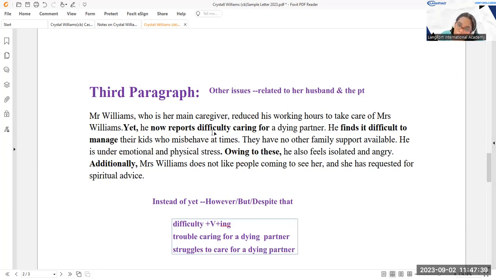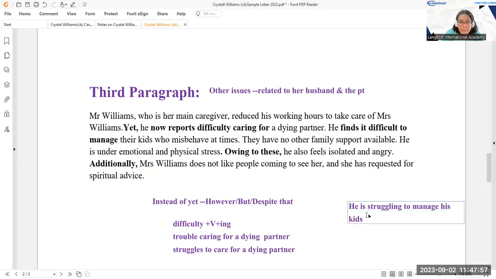So I already wrote he now reports difficulty. Now I use he finds it difficult. He finds it difficult to manage their kids. So he's struggling. Then instead of finds it difficult, I can say he is struggling to manage his kids. That is also fine. Struggling to manage his kids.